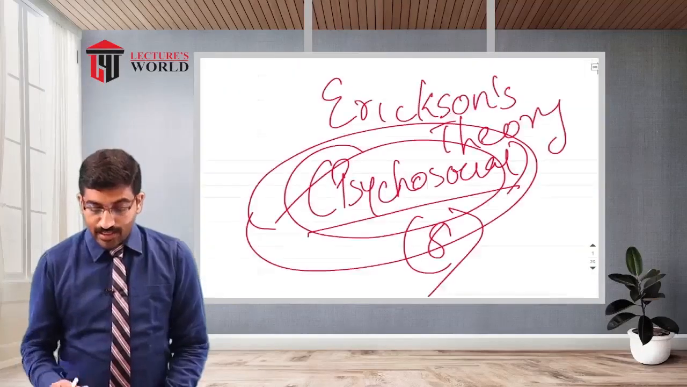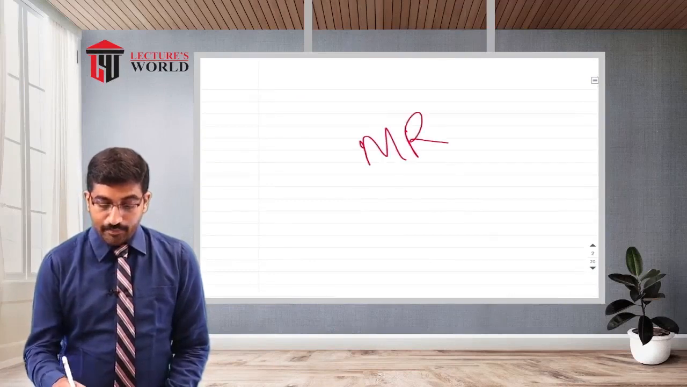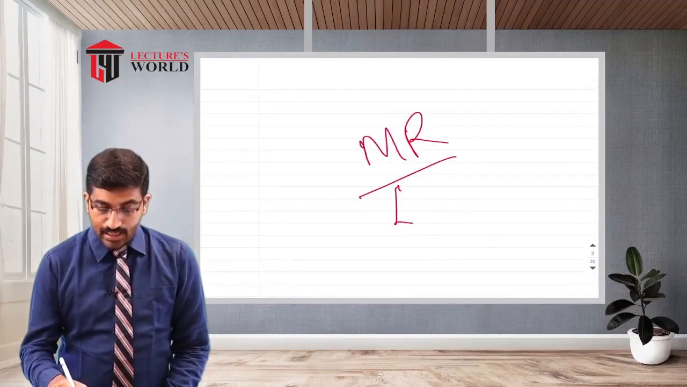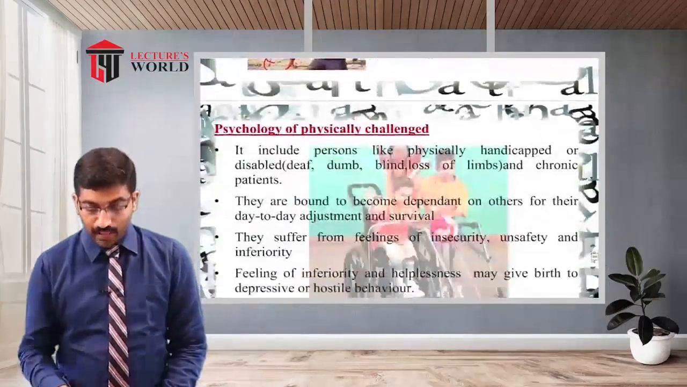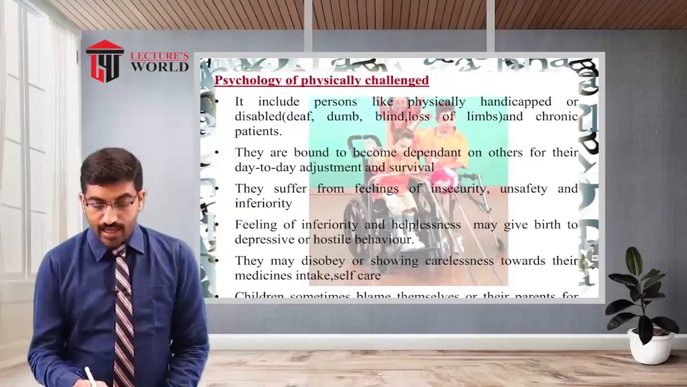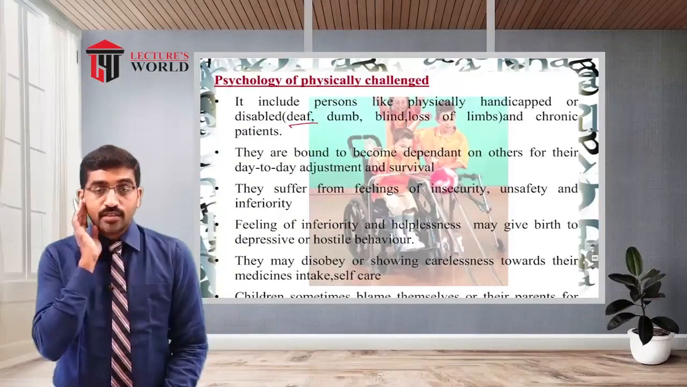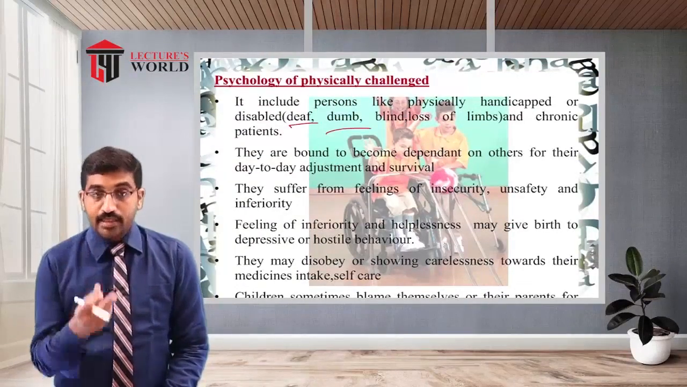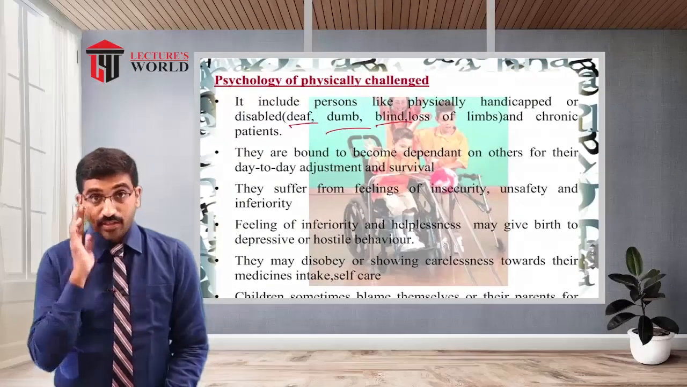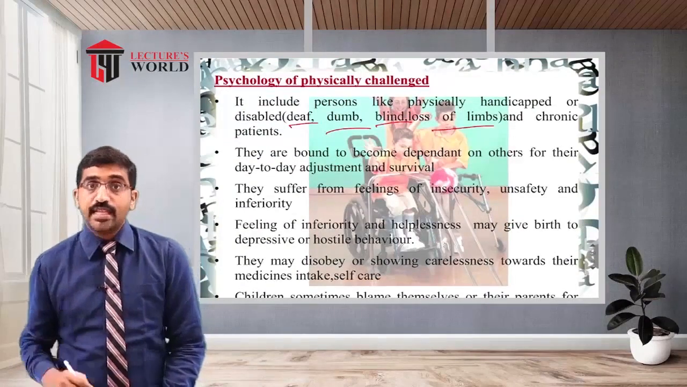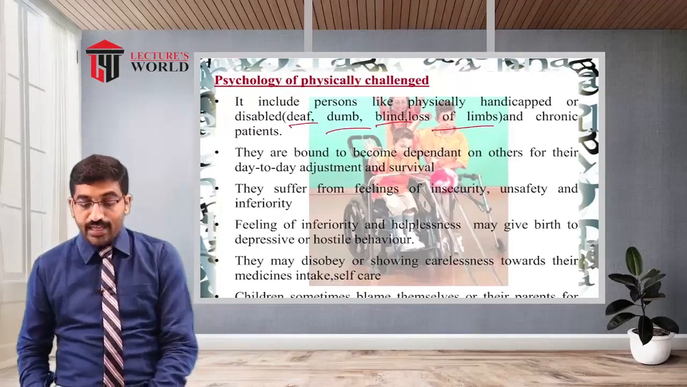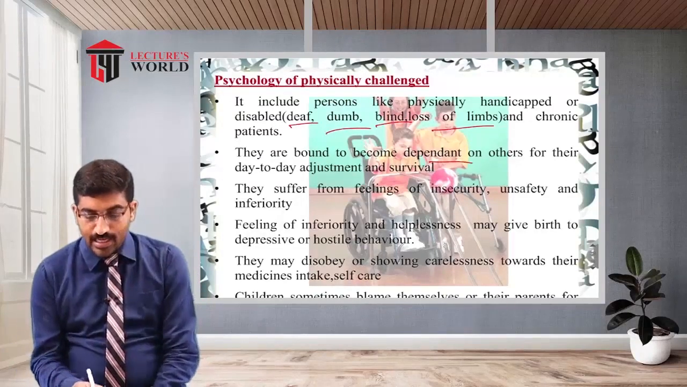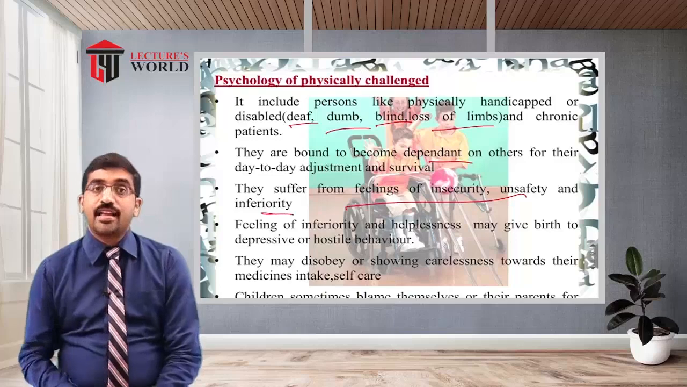In the slides also I told you once about challenged individuals, like the mentally retarded, MR, whose IQ, intelligent quotient, is less. They are also challenged individuals. Physically challenged, like deaf. Deaf means cannot hear. Dumb means cannot speak. Blind means cannot see. Loss of limbs, paralysis, amputation, anything occurs, they may feel that they are dependent on others. They feel insecure, unsafe and inferior.